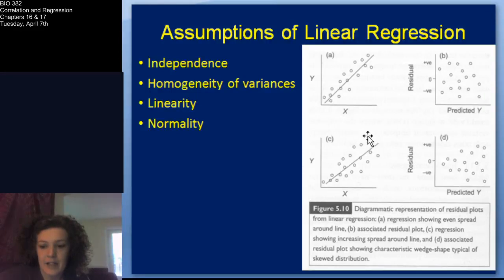But here, not spread so well around the line. Or, well, it's spread farther, right? So you get this wedge shape, which is not so great. These are data where you would potentially want to transform both variables.